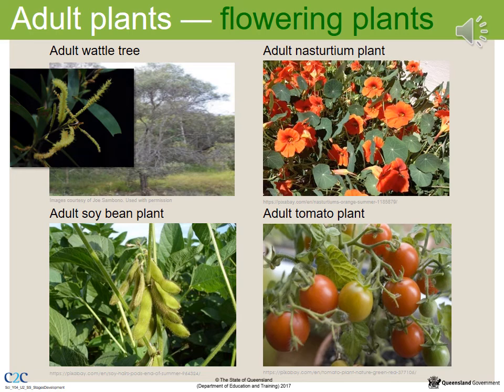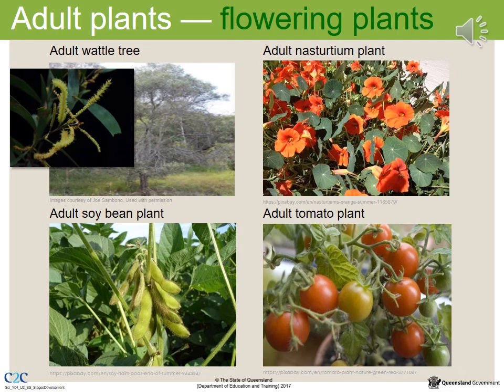So here's our adult plants, and we know a flowering plant is an adult when it makes the flowers. So you can see those beautiful yellow fluffy wattle flowers, and I know those are in the school somewhere. Nasturtiums come up with, I think of nasturtiums as a beautiful flower. They come in lots of different colours. You can see the soybeans here.